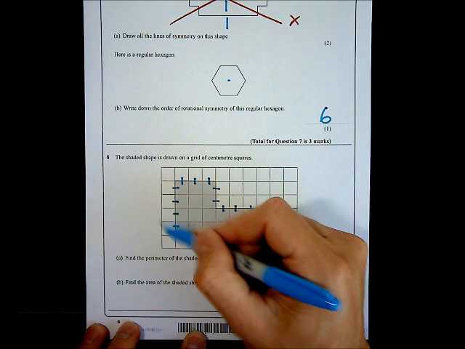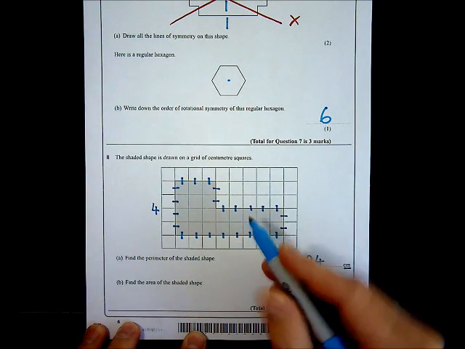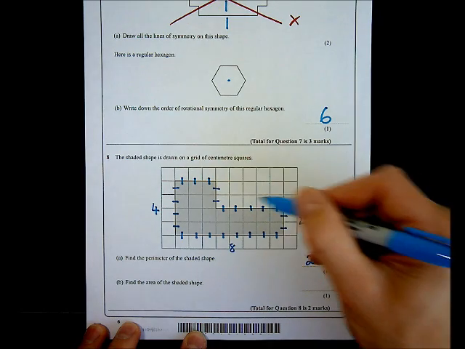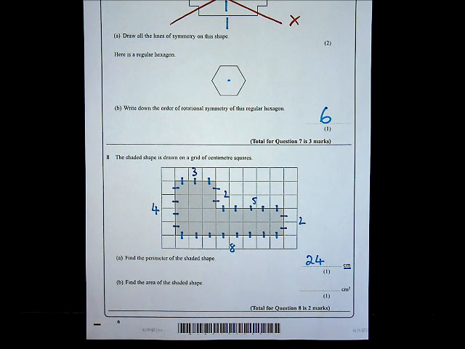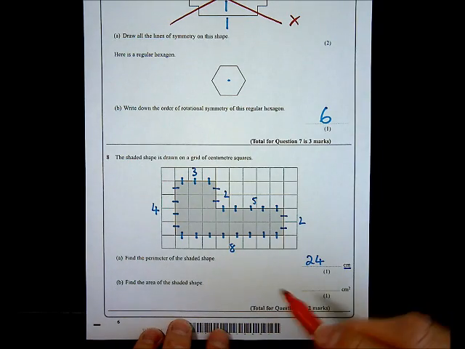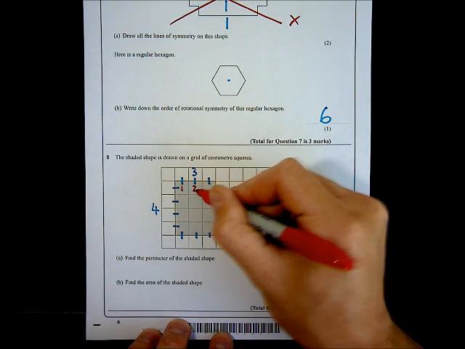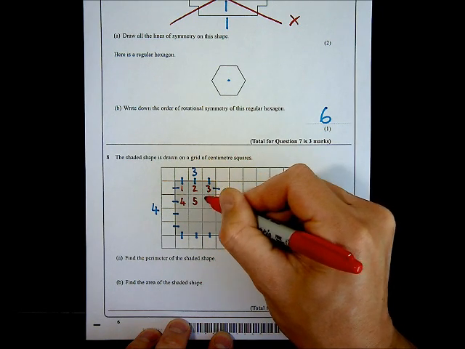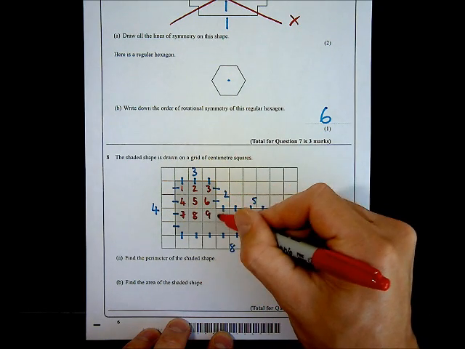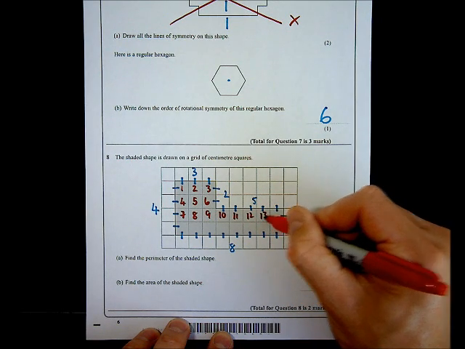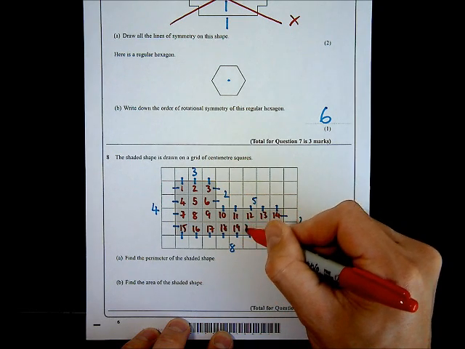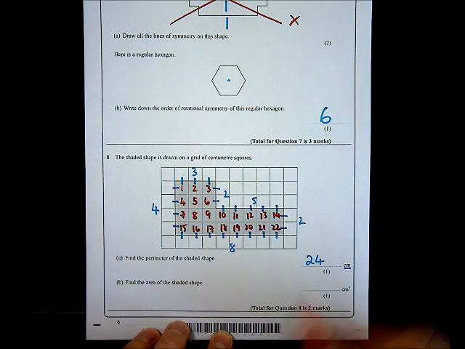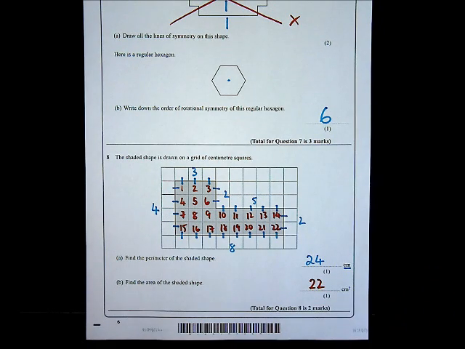If you want, you could write the distances next to each side, so 4 there, another 8 along here, 2 here, 5 here, 2 here, and 3 here, and then add those up to check. That's up to you. In 8b, I'm asked to find the area of the shaded shape, and the area is the number of squares on the inside. So again, 1, 2, 3, 4, 5, 6, 7, keep going, writing the numbers in the squares to make sure I don't accidentally lose count in an exam. And therefore my area is 22 centimetres squared.